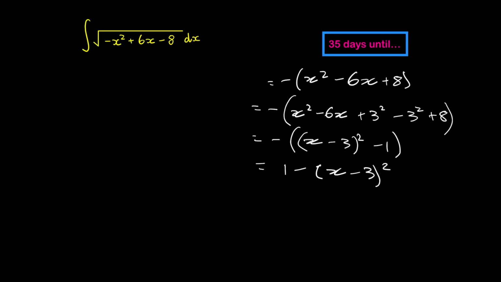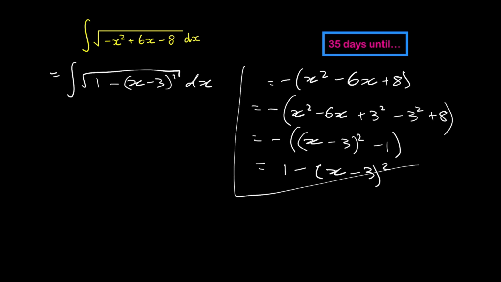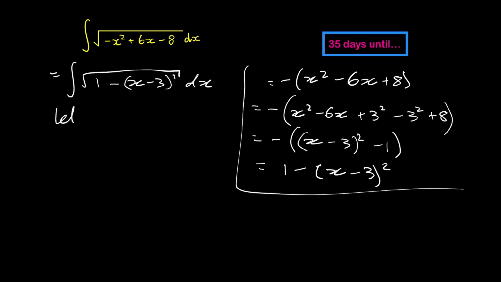So putting that back under the square root, we have the integral of the square root of 1 minus x minus 3 squared. So we can now make a trig substitution. We're going to let x minus 3 equal to sine of theta. And the reason why we're doing this is because 1 minus sine squared of theta is cosine squared of theta, and cosine squared of theta square rooted is just cosine of theta. So this will dramatically simplify our integral by substituting in x minus 3. And I'll show you exactly what I mean.